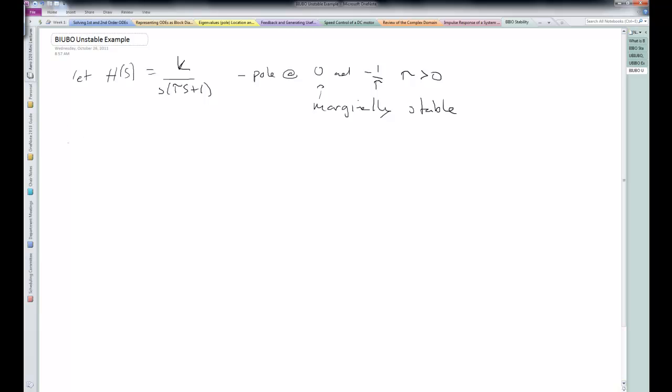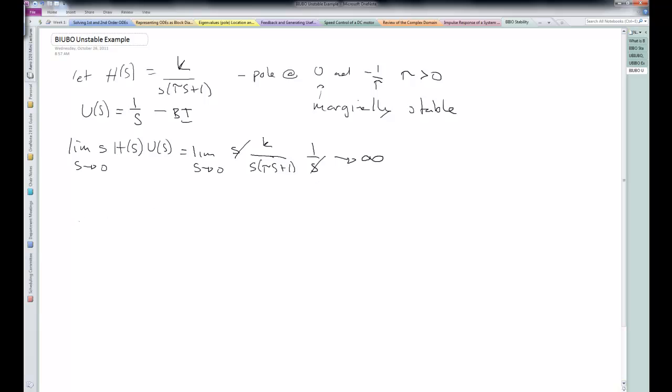Again, if we look at the limit of s times H of s times U of s, and let U of s equal 1 over s, so we have a bounded input, as s goes to 0, that's the limit of s times K over s times tau s plus 1 times 1 over s. Those s's cancel. Notice this s in the denominator causes this limit to go to infinity. Again, this is not quite a proper use of the final value theorem.